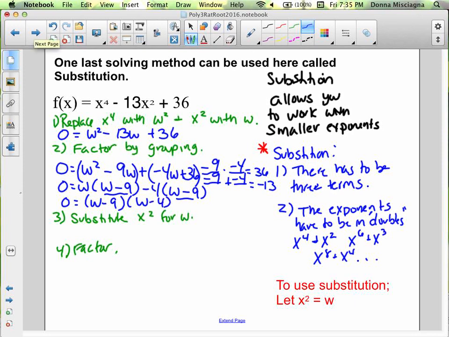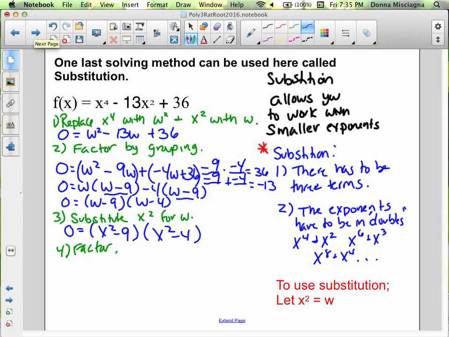Now we're going to substitute back the x squared for the w. So don't set w minus 9 equal to 0. Don't set w minus 4 equal to 0. Those answers will be wrong. Continue on by substituting back. So we have 0 equals x squared minus 9 and x squared minus 4.